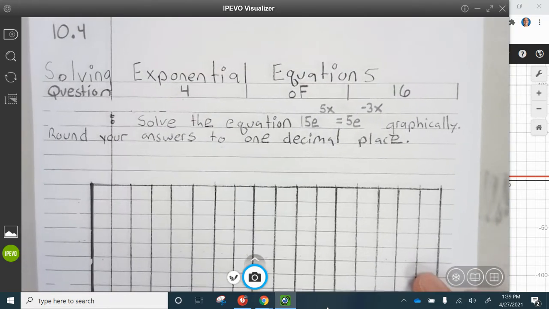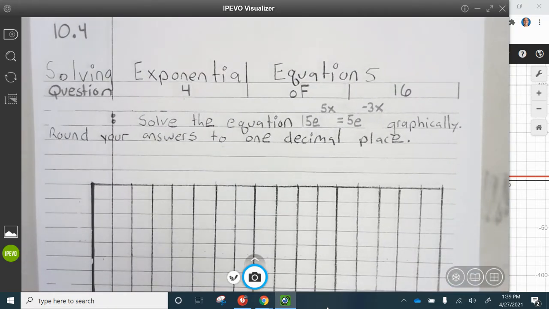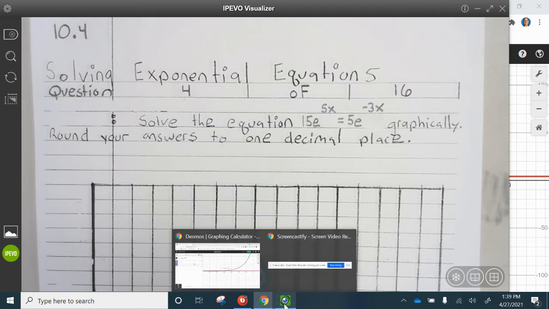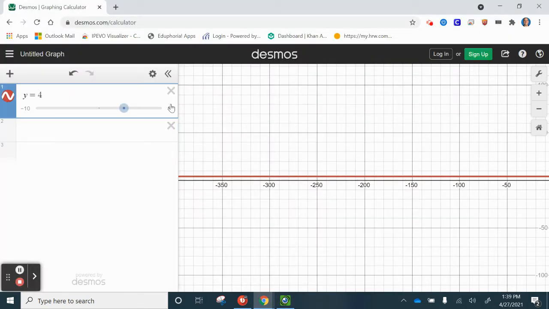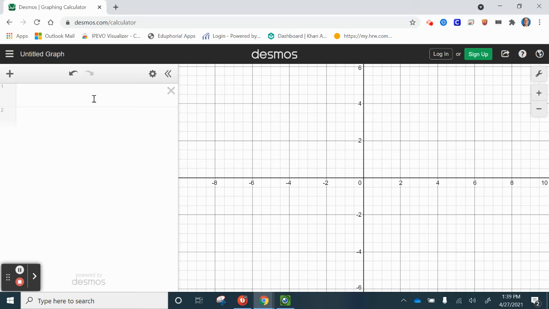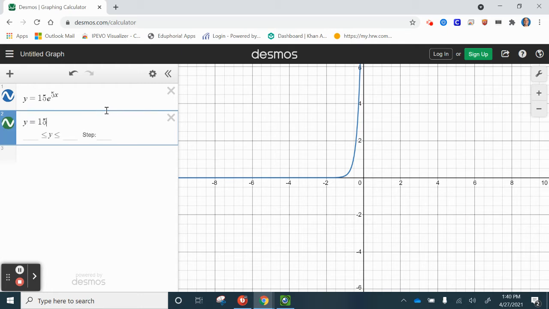Question 4 of 16. Solve the equation 15e to the 5x equal to 5e to the negative 3x graphically. Round your answer to one decimal place. Again, we're going to go to Desmos. X out here, press the home key before we start. Then we're going to graph y equals 15e to the 5x and y equals 15e to the negative 3x.